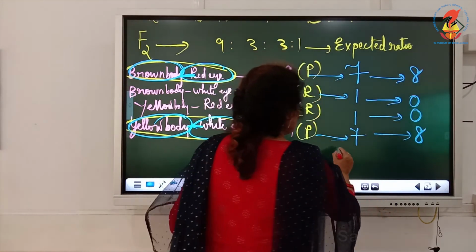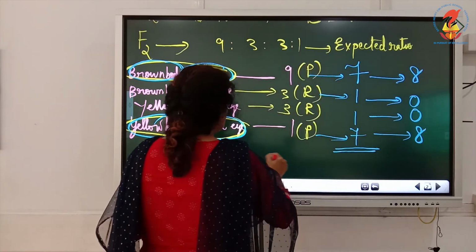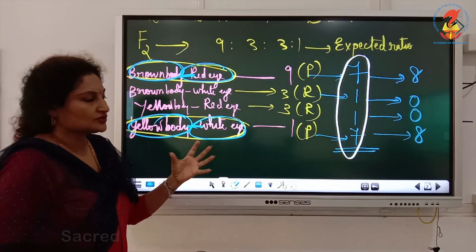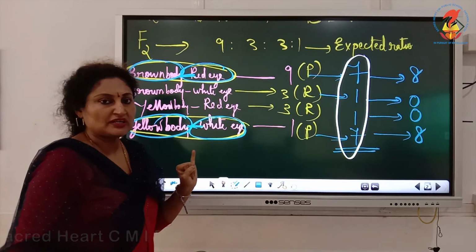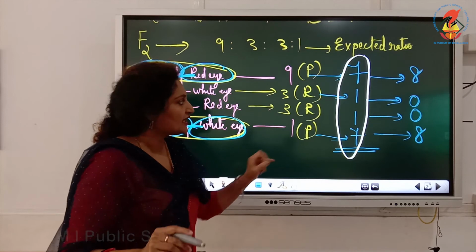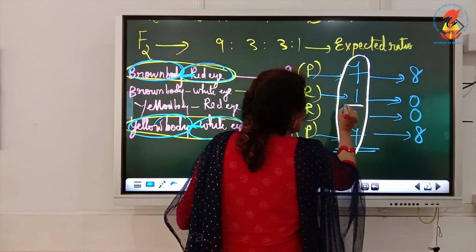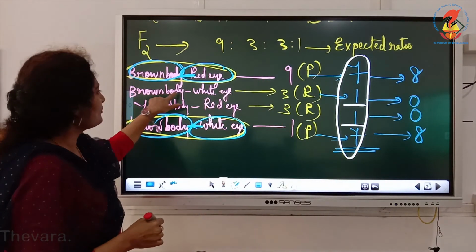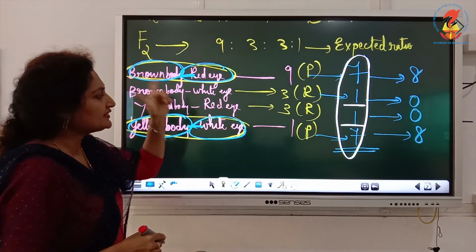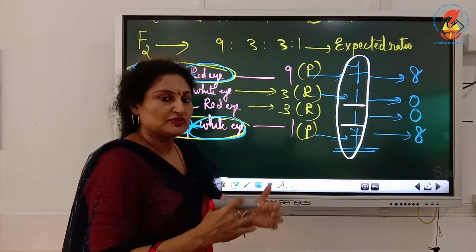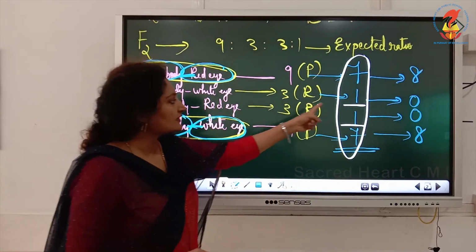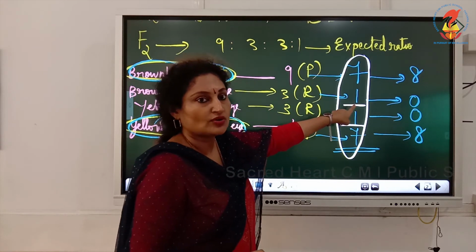But no, he found with many experiments, many times he conducted this experiment, still he got 7 is to 1 is to 1 is to 7. From this he understood that it did not follow the law of independent assortment, but it followed the law of dominance and the law of segregation of gametes. Then why did the two recombinants appear, brown-bodied white-eyed and yellow-bodied red-eyed? During this time he was observing the movement of chromosomes through the microscope and found crossing over. And the answer to why there were recombinants is crossing over.